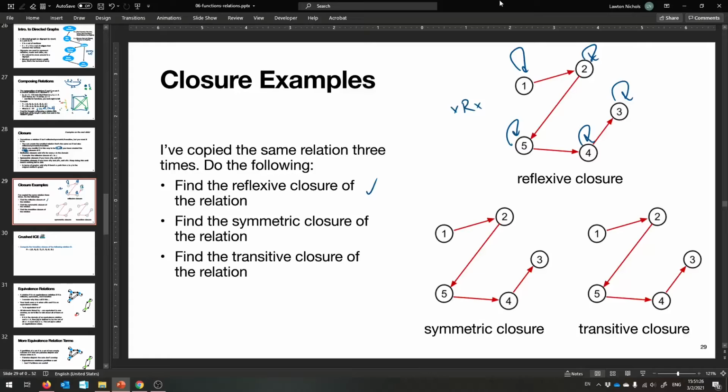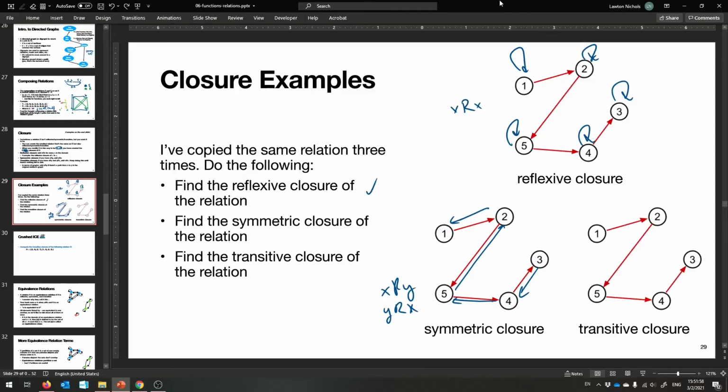Check. Symmetric closure now. Symmetric closure means, okay, if we have x, r, y in the relation, we need to go and add y, r, x if it's not there. So for example, we have this one, 1's related to 2. We also need to add 2's related to 1 in the symmetric closure. You see that? That's useful and necessary. So we need to go backwards now. And that is the symmetric closure of this relation. So it's like you can move around and always get back to where you were.